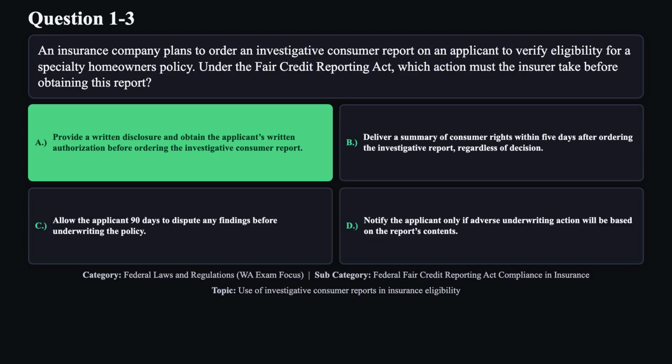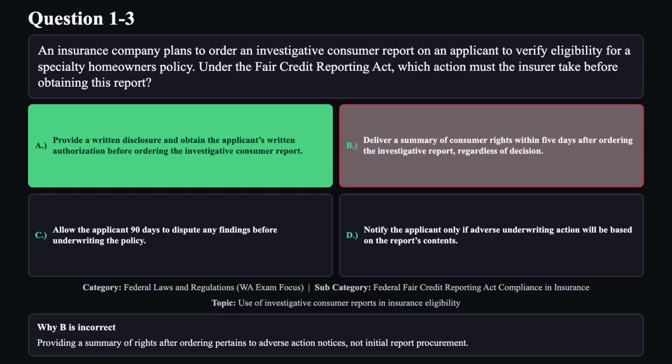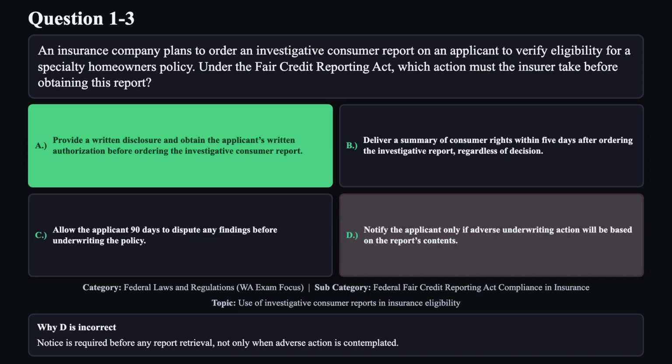The correct answer is A. Before obtaining any investigative consumer report under FCRA, a clear and conspicuous written disclosure and the applicant's written authorization are required. Other post-order notices apply only upon adverse action. Reason B is not correct. Providing a summary of rights after ordering pertains to adverse action notices, not initial report procurement. Reason C is not correct. There is no 90-day dispute period requirement before underwriting. Dispute rights follow an adverse action. Reason D is not correct. Notice is required before any report retrieval, not only when adverse action is contemplated.